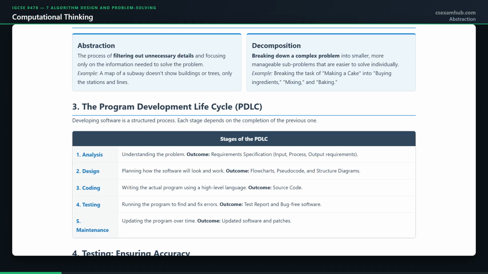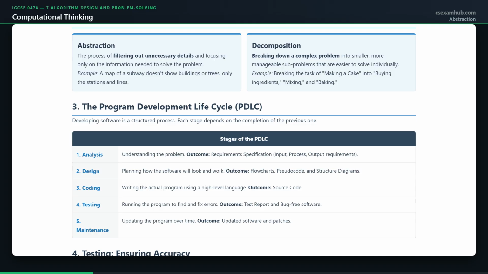Computational thinking has two ideas the syllabus names, and the first is abstraction, filtering out unnecessary detail and keeping only what is needed to solve the problem. The example on the page is the right one, a subway map. It shows stations and the lines connecting them. It does not show buildings, streets, distances, or even the true geography, because a passenger deciding which train to take needs none of that. And notice something important.